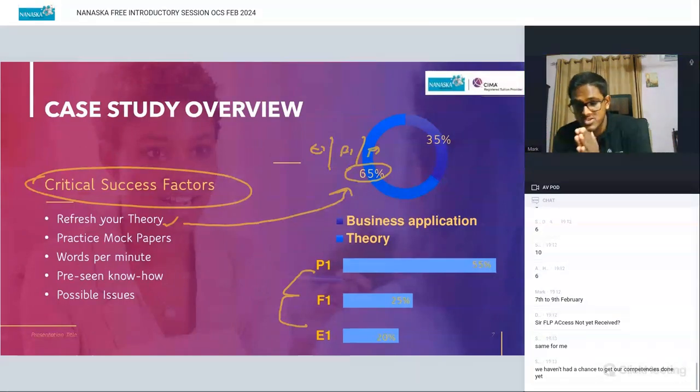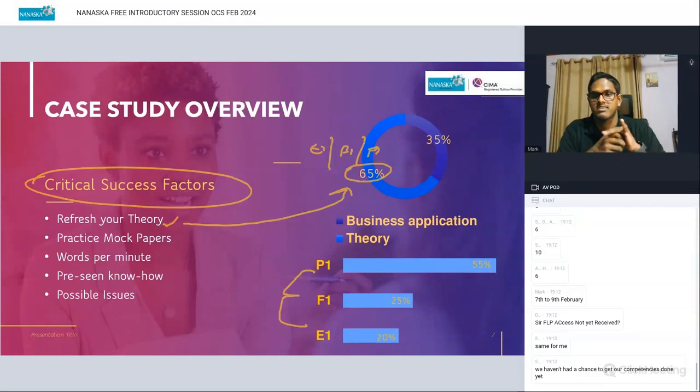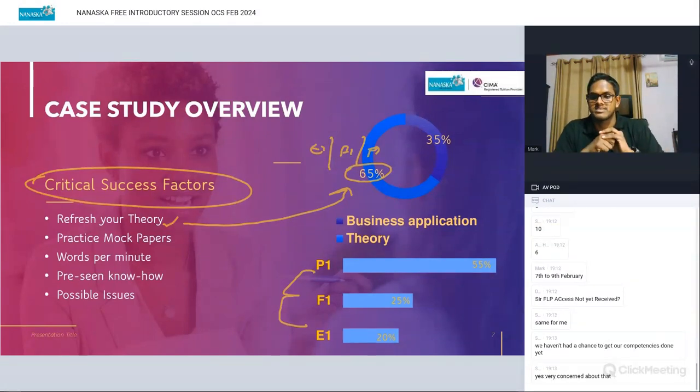Your only problem is you're not going to have enough time and you're not going to have enough knowledge to apply to the case study because you haven't done your modules. You don't know what's there in E1, F1, P1, the three theory subjects. So don't delay too much.